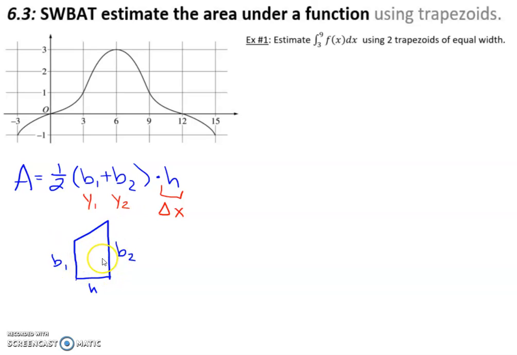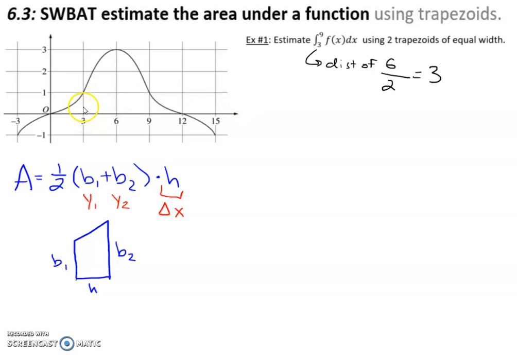any given trapezoid. So our first problem asks us to estimate the area from 3 to 9 using two trapezoids of equal width. So from 3 to 9 is a distance of 6. And since they're asking us to use two trapezoids, we're going to divide that by 2. So each trapezoid is going to be a width of 3. This isn't really a surprise if you look at this picture because it seems to count by 3s anyway.